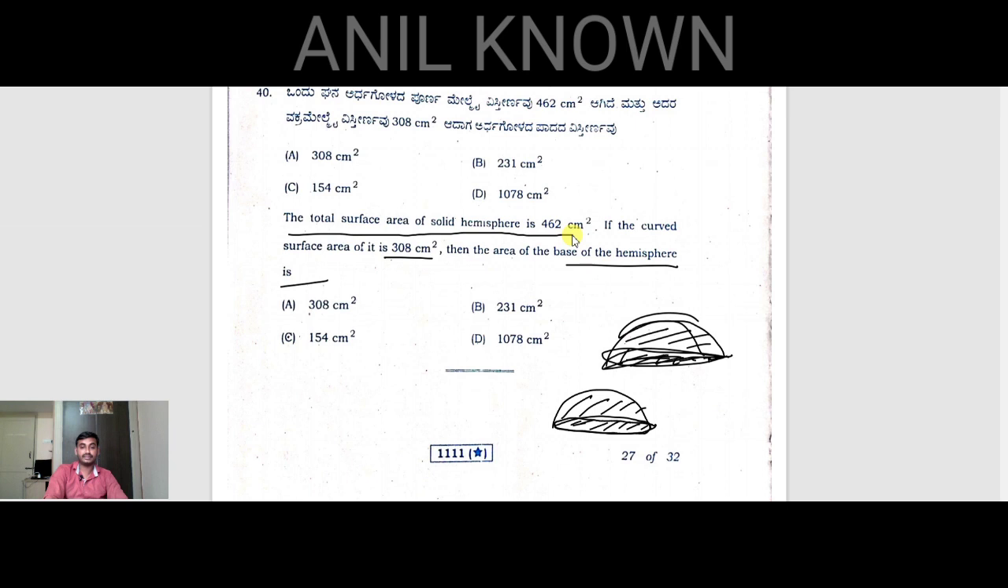This is very simple, we know the total surface area and this much area. We remove the curved surface area from the total surface area, we will get the base of the hemisphere, that is 462 minus 308, that is equal to 154 centimeter square.